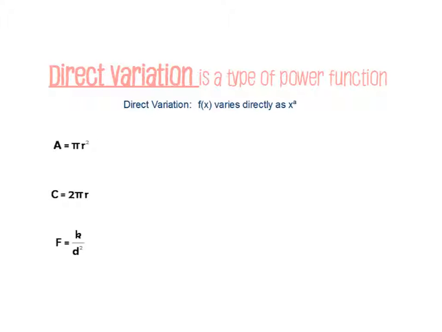You probably recall direct variation looking something like y equals kx. That's what direct variation is. And then you also had y equals k over x, which would have been inverse variation. Now we're going to focus mostly on direct variation because it looks so much like a power function.